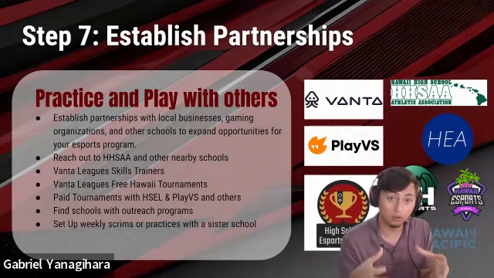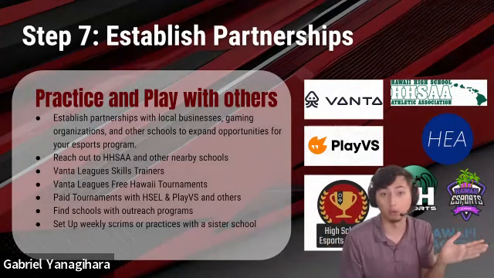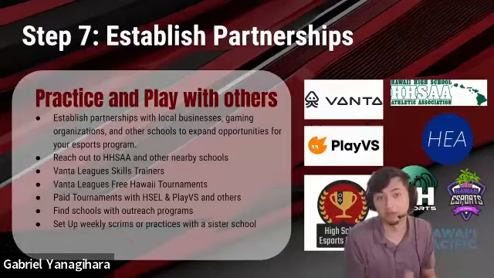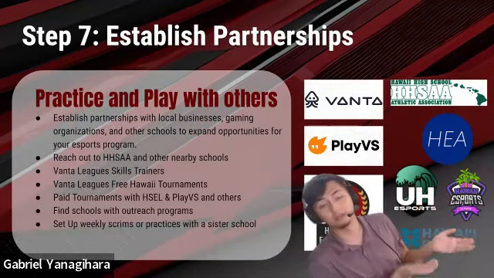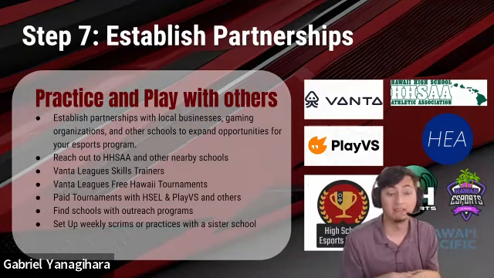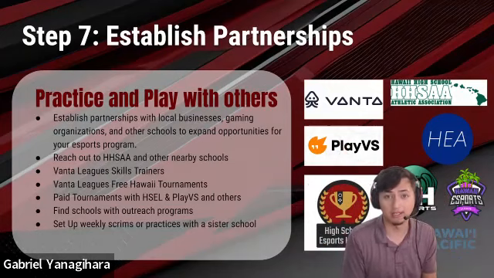So now that you got your core group going, you want to start doing outreach with other programs, right? Establish partnerships with local businesses, right? So they might give you, here's $300 for a pizza party, right? Gaming organizations, right? Like HHSAA, Hawaii Esports Alliance, HPU, Vanta leagues. They can give you access to skill trainers. For example, Vanta leagues has a very robust online program, with something like 500 to 600 online coaches right now.